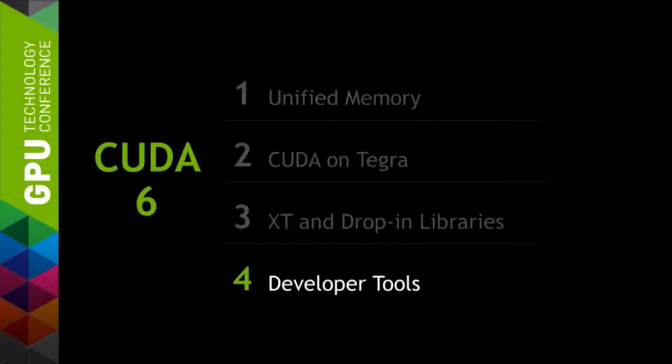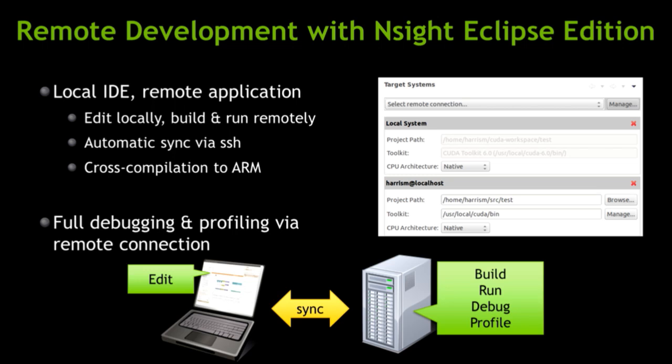Okay, the last CUDA 6 feature I want to talk about is improvements to developer tools. But this is definitely not least, so last but not least, because developer tools are crucial for making our platform accessible and usable by developers. And so we invest pretty heavily in these. And we have some cool new features. Probably the one I think has the biggest impact is this one, which is remote development with Nsight Eclipse Edition.